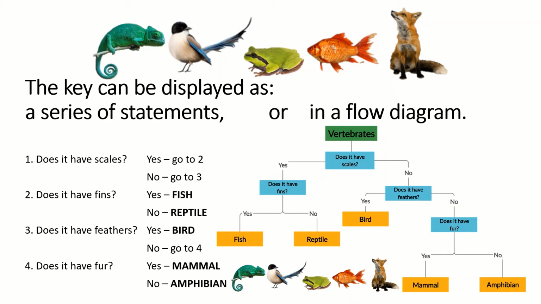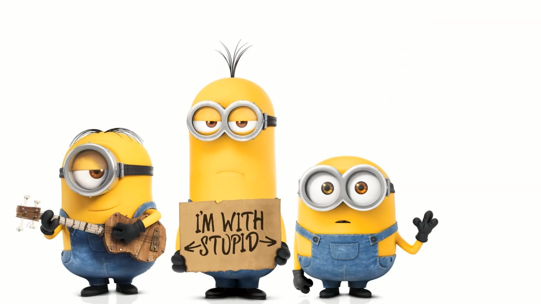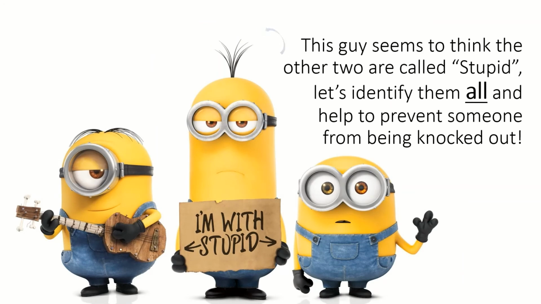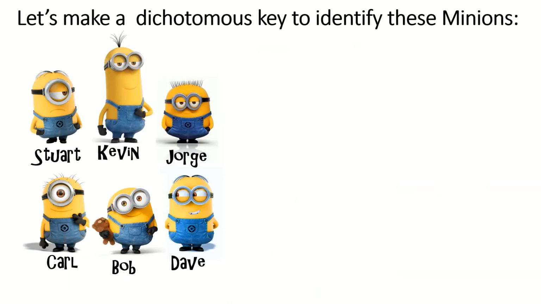Let's go on to creating a dichotomous key, a fun one that I stole the idea from the internet, but we've done our own new one. It's a dichotomous key separating minions. So here are 3 minions, and this guy in the middle seems to think that the other 2 are called stupid. So let's identify them all and help to prevent someone from being knocked out. I'm sure that if I get the names of the minions wrong, one of you might help me out.